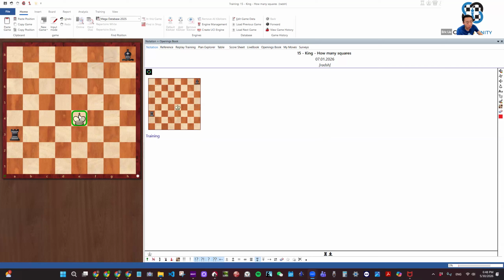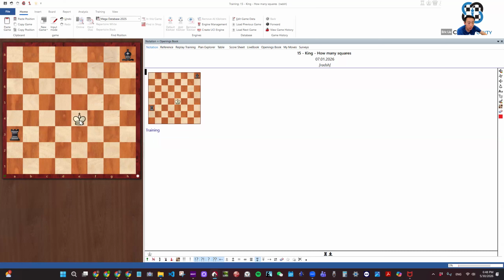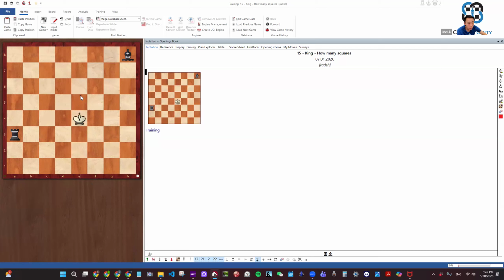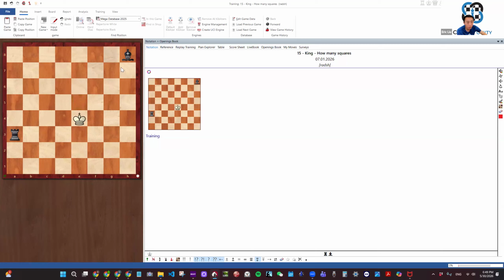Here's why the answer is 3. First of all, the king can move to d5, f4, and f5. But we also need to figure out why it cannot move to the other squares. We did say the king can move one square in any direction. But look at this. If the king moves here, the bishop can capture it. So the king cannot move here. The king cannot move to any square that's controlled by the opponent's piece.